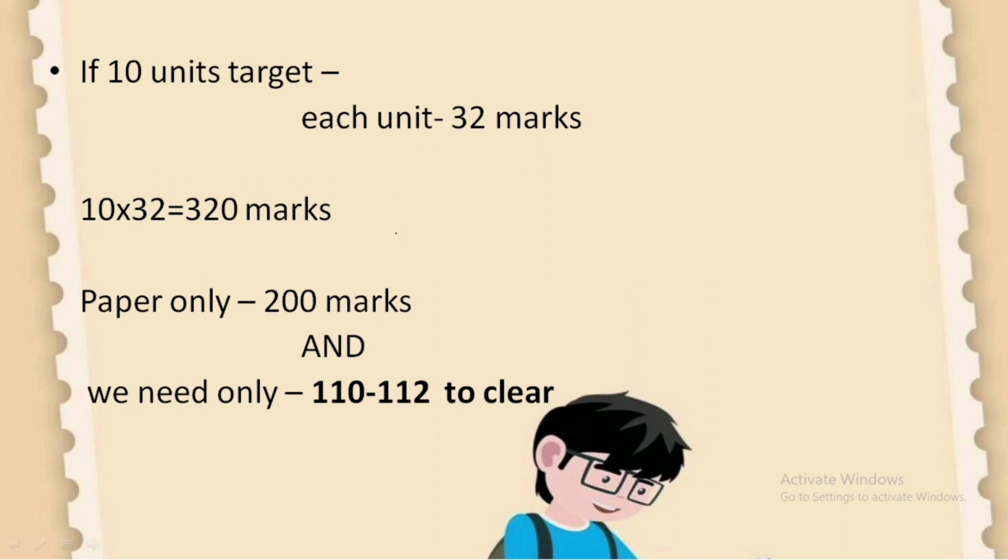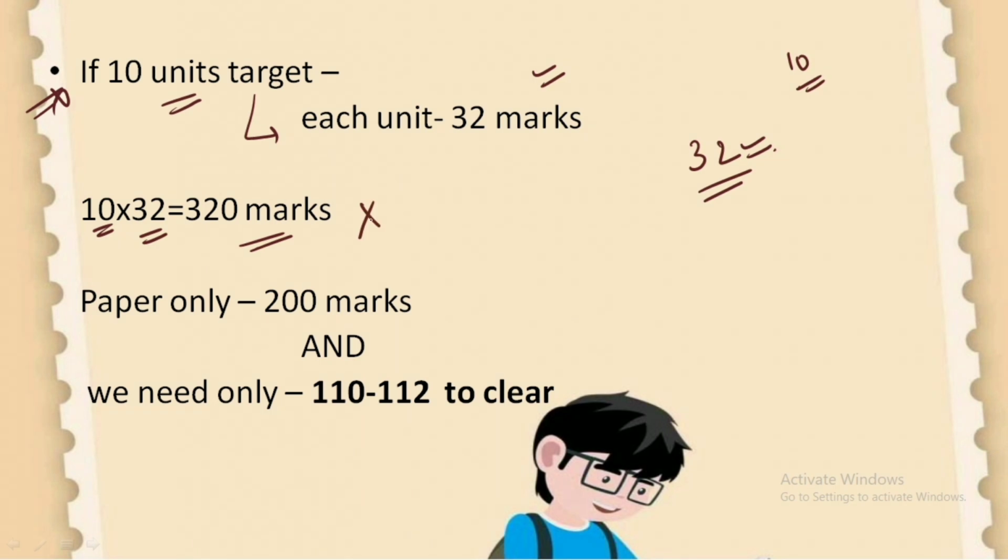So now let's do a calculation and try to minimize our stress about the examination. On an average, students mainly target approximately 10 units, so let's say that you are targeting 10 units from the 13 units pool, and we have just understood that we get approximately 32 marks to score from each unit. So if we calculate 10 units into 32 marks from every unit, we get 320 marks. But we know that the paper is just for 200 marks. So this is something illogical, and we need only 110 to 112 to clear.